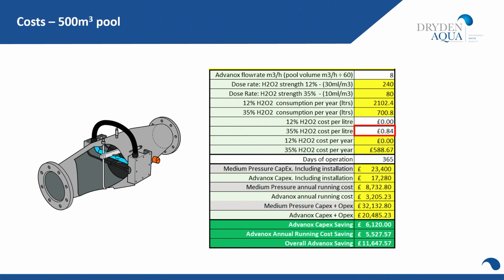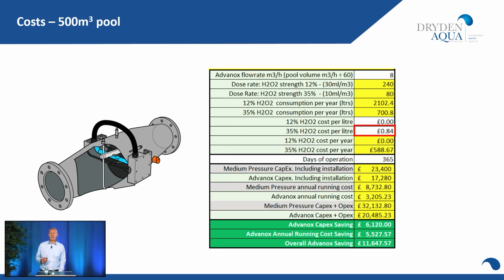So if we just concentrate on the stronger solution from this point forward, the cost per litre, and I've got this information from one of the biggest commercial chemical suppliers in the UK that we're working with, Brenntag, they would charge in the region of 84 pence per litre. So the annual cost for the hydrogen peroxide, again, is pretty insignificant in the grand scheme of things, only £588. And that's if they're operating 365 days, every day of the year, that we throw into the equation.